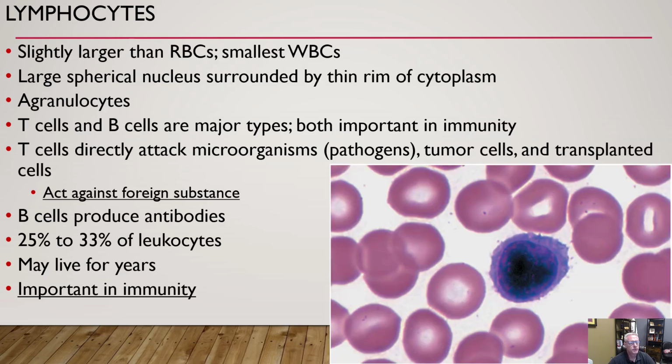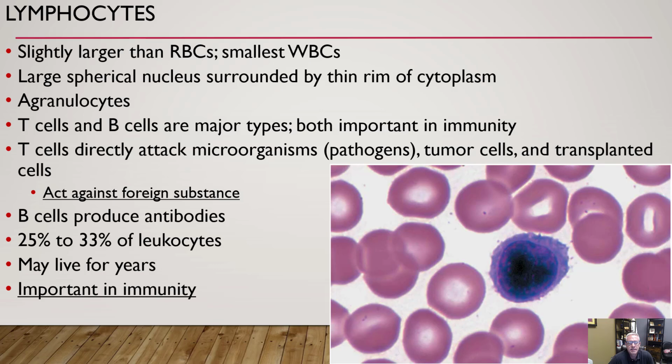All right, lymphocytes. Okay, lymphocytes are the smallest of the white blood cells, so they're slightly larger than red blood cells. They are agranulocytes, so when you look at them under the microscope, they don't have granules in their cytoplasm. We can break up lymphocytes into 2 categories, B cells and T cells, or B lymphocytes and T lymphocytes. We'll talk about those when we talk about immunity.